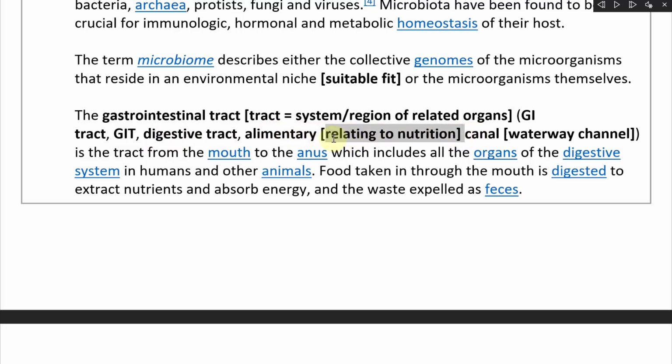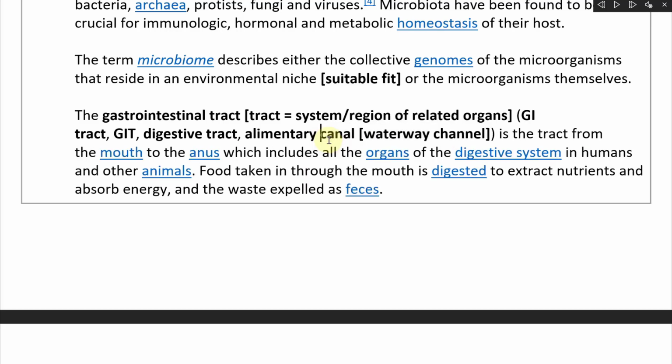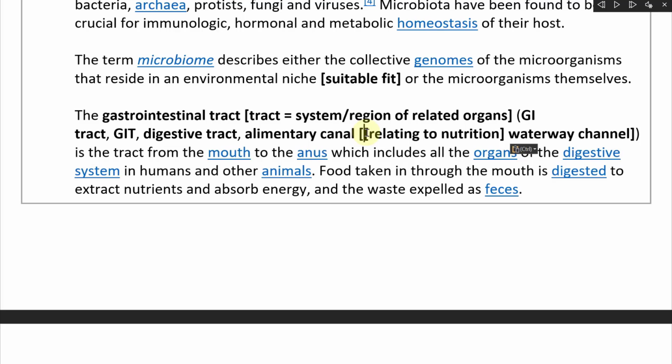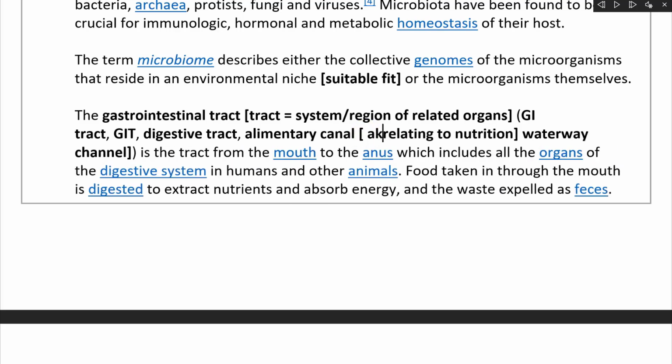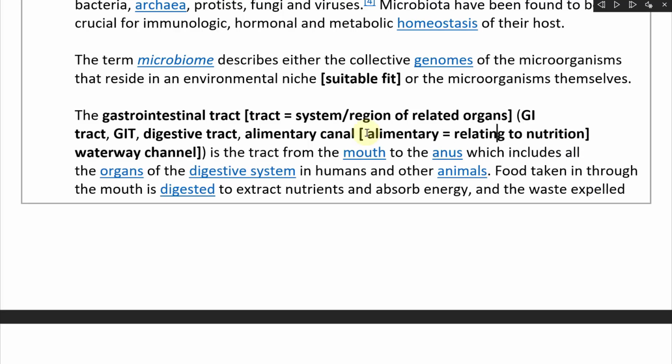And I'm going to move this over here. Yeah, so some of the definitions are pretty short. I just want to put them all together here. And then I'll write here, alimentary equals relating to nutrition. And then I'll do like this. Canal equals waterway channel. Yes, waterway channel, like that.